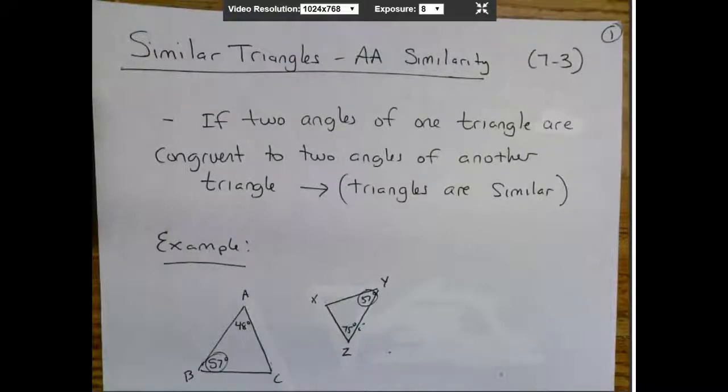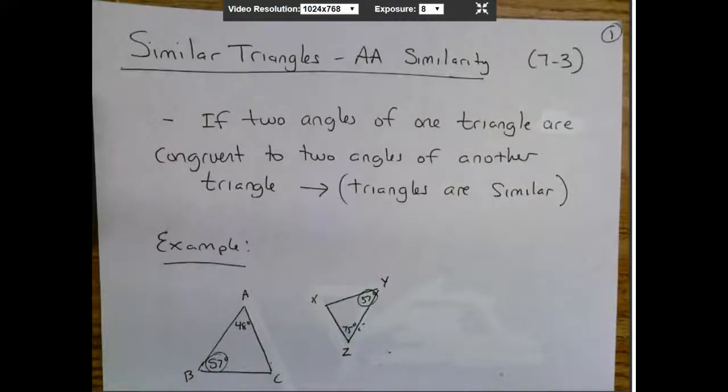Alright, so this is our next notes on similar triangles or similar polygons. Here we're going to look at triangles. And in this lesson we're going to look at something called angle-angle similarity. It's kind of a theorem that we look at, and if we know this AA or angle-angle similarity is true, it can help us figure out things we don't know.